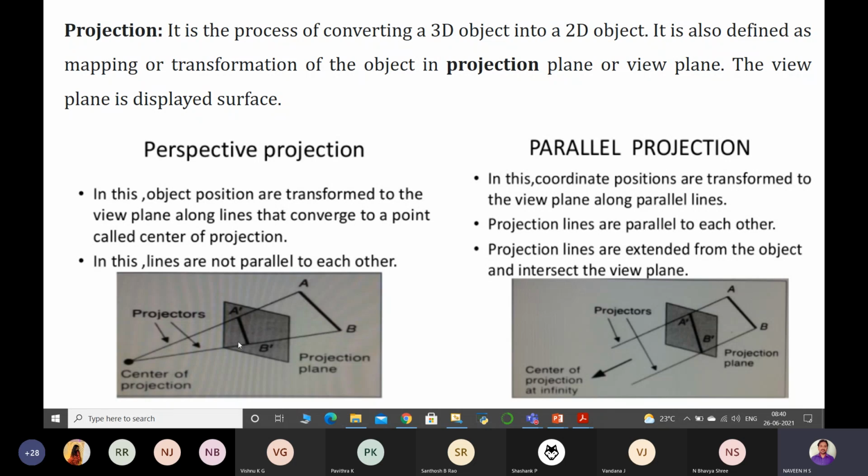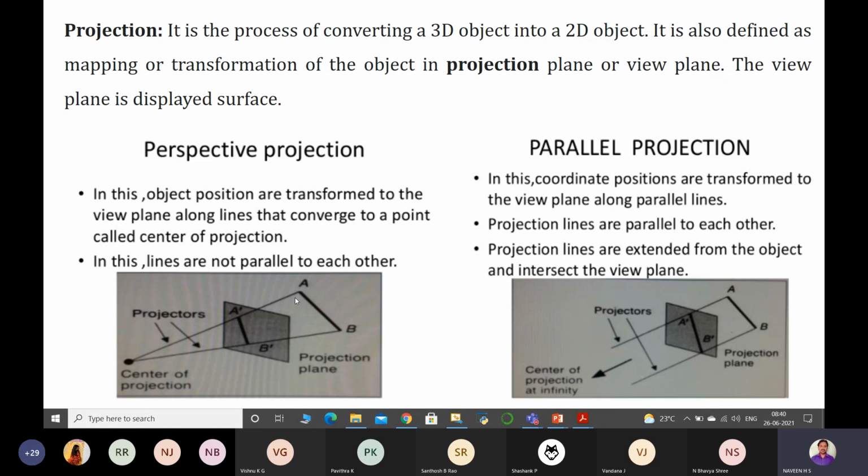And this is the view plane. And we have one more point called the center of projection. Where your object is going to be visualized or viewed, that is the center of projection, COP. In short form, you're going to call it COP. In this case, the object positions are transformed to the view plane along the lines that converge to a point called the center of projection.